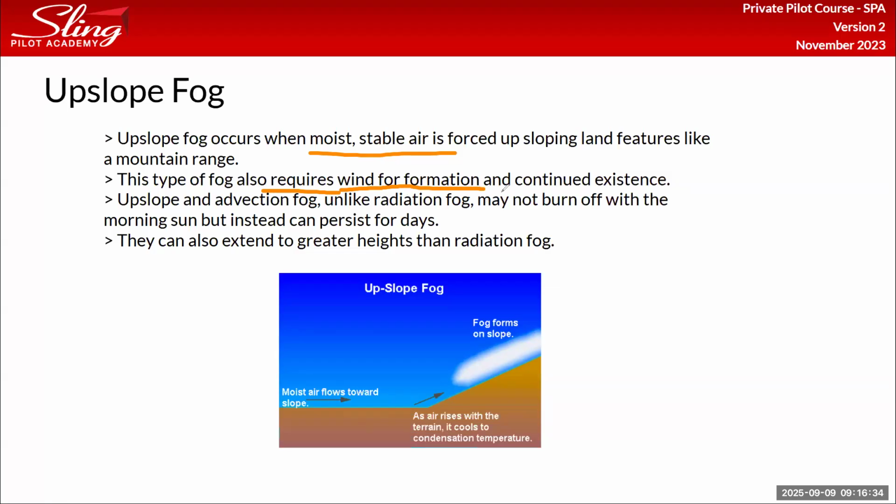And they want to add here that unlike radiation fog that burns off with the morning sun, upslope and advection fog can persist for days. There's not enough heat from the sun rising to dissipate upslope and advection fog. But like I talked about, radiation fog usually dissipates with the sun rising. They extend to greater heights than radiation fog, obviously, because radiation fog is right here on top of the ground, and this has wind that's pushing it up the side of a mountain or a hill.